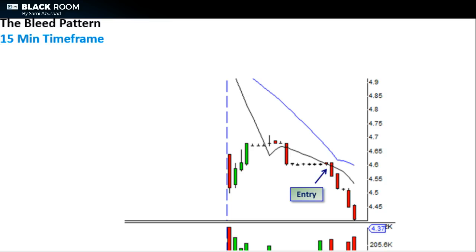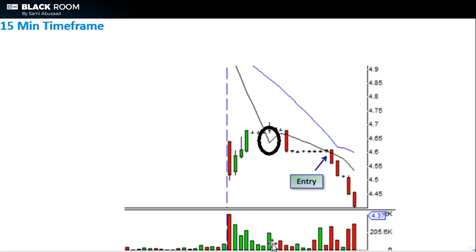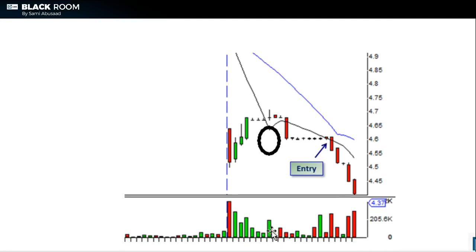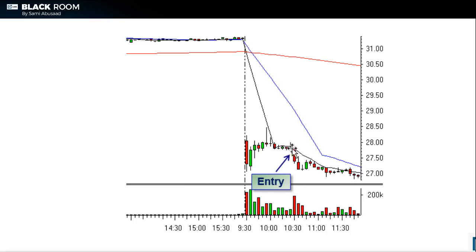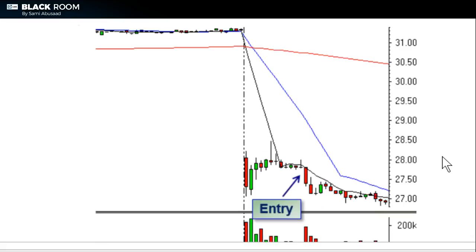We're going to talk about this. See it? That's the pattern. Especially when it happens on large volume. I don't know if you can see the volume. Yes, you can. Especially when it happens on large volume, which again confirms that there was a battle. Look at this. That's a topping tail, but it's also a narrow body bar. And check this out.